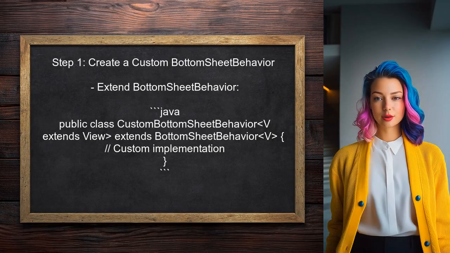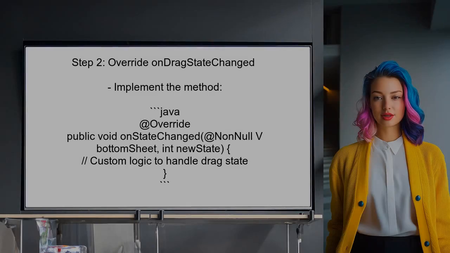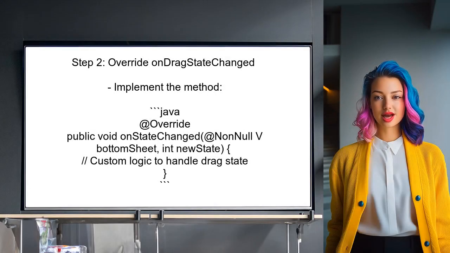To achieve the desired behavior for the bottom sheet, the user needs to customize the bottom sheet behavior. First, they should create a custom class that extends bottom sheet behavior. Next, the user should override the onDragStateChanged method in their custom class. This will allow them to control the behavior when the user drags the bottom sheet.